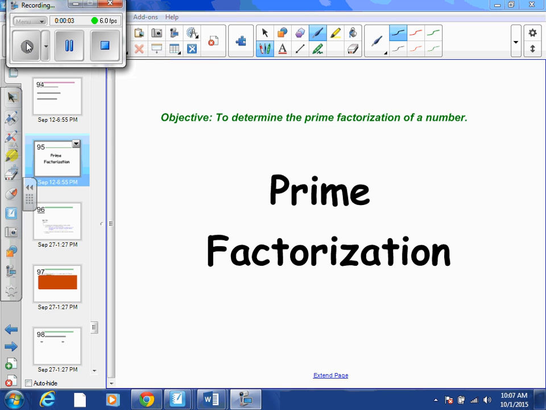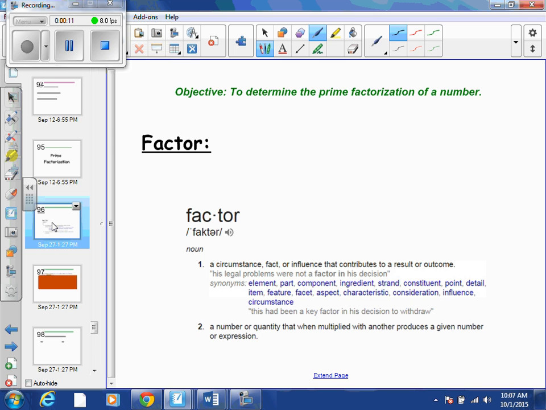The goal behind watching this video is to be able to make a factor tree to determine the prime factorization of a composite number. Remember that a factor is a number that when multiplied with another produces a given number or expression. So if I write a multiplication problem up here, 6 times 3 is 18.